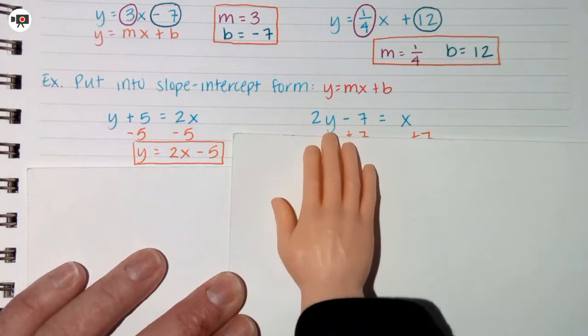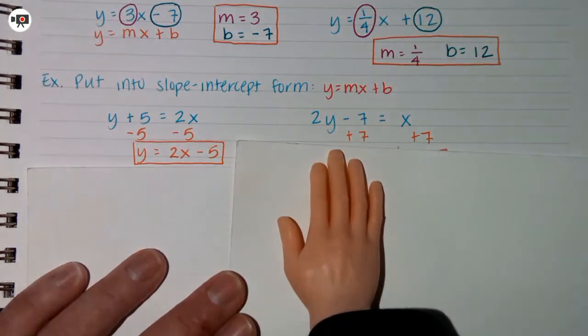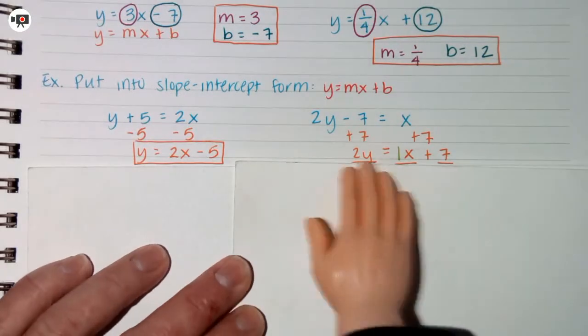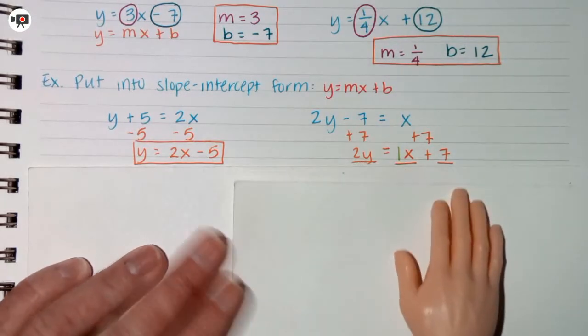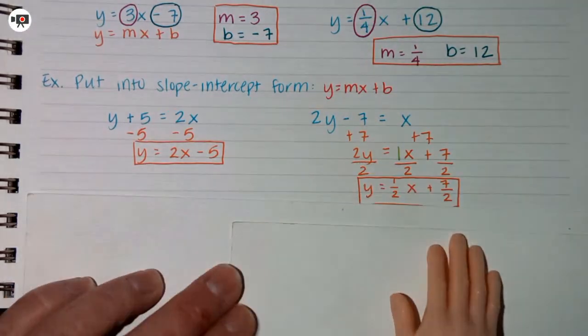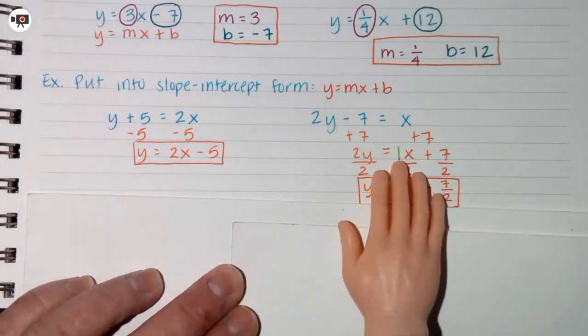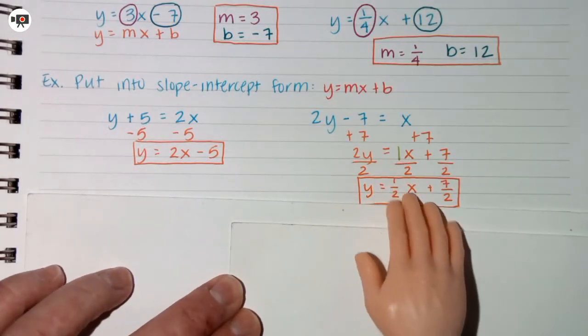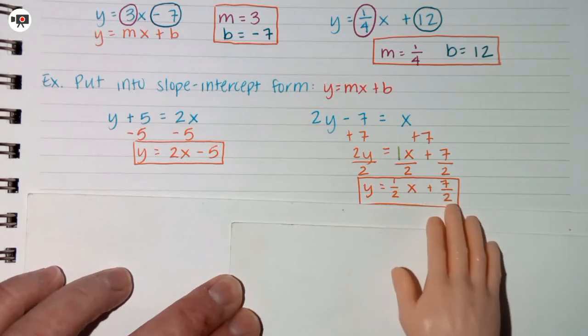To get the y term by itself, we're going to add 7 to each side to get 2y equals x plus 7. Now I divide everything by 2 to get y completely by itself. And this has an invisible coefficient of 1, so this is 1/2 x plus 7 over 2.